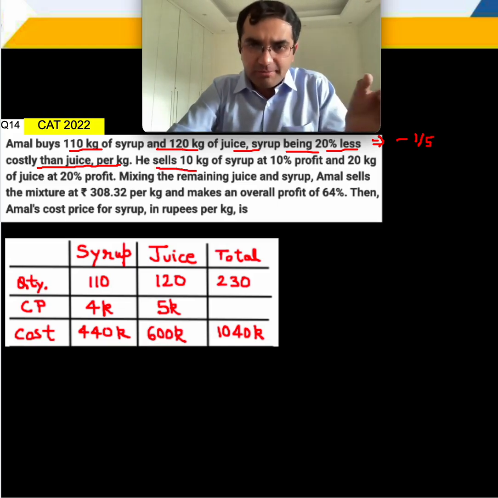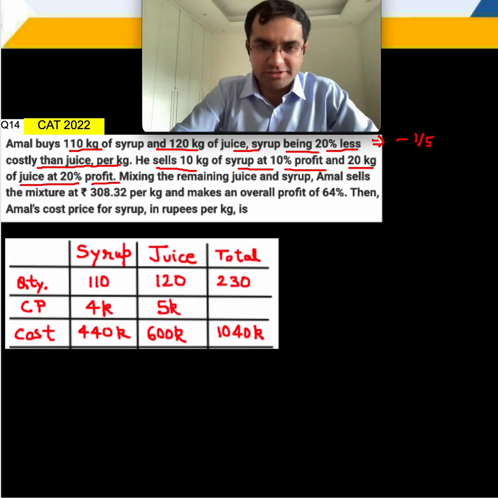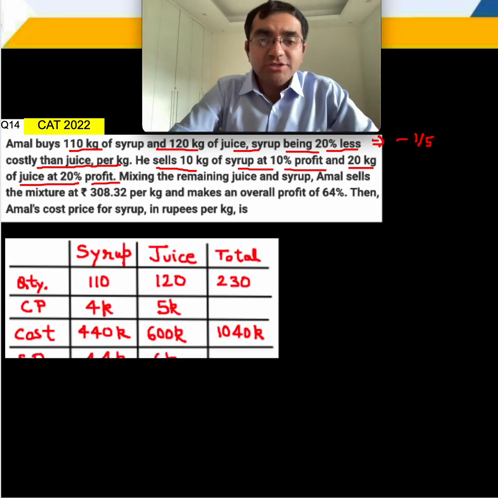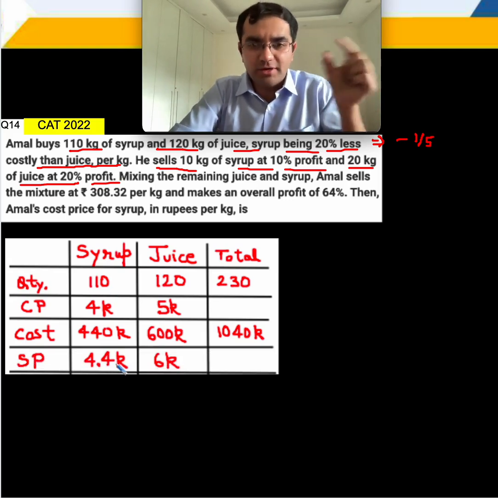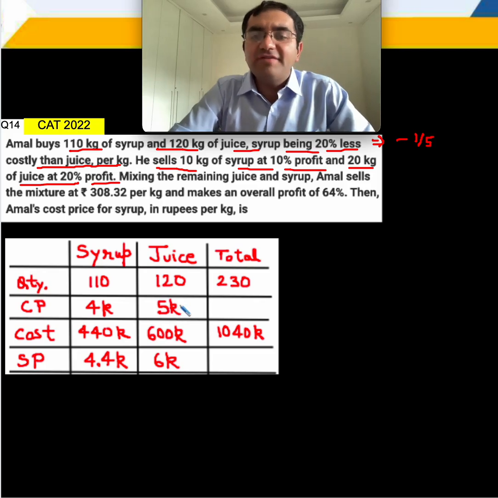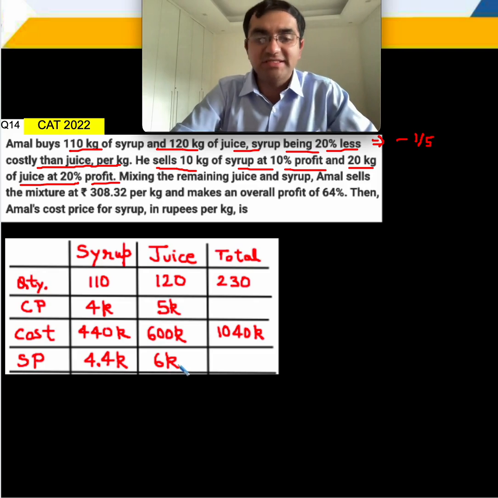10 kg syrup बेचेंगे at a 10% profit, 20 kg juice बेचेंगे at a 20% profit. ठीक है, so let's get the SP and CP. 4k को 10% बढ़ाओ, 0.4k बढ़ाओ, you get 4.4k. 5k का 20% is 1k, 1k बढ़ाया, 5k plus 1k is 6k.